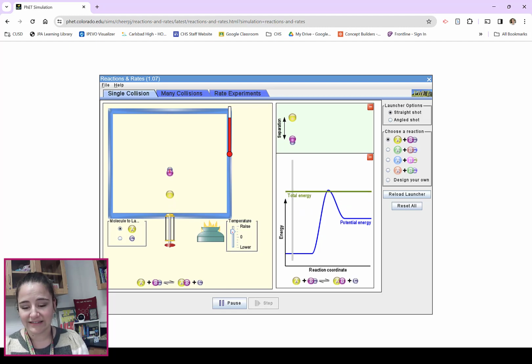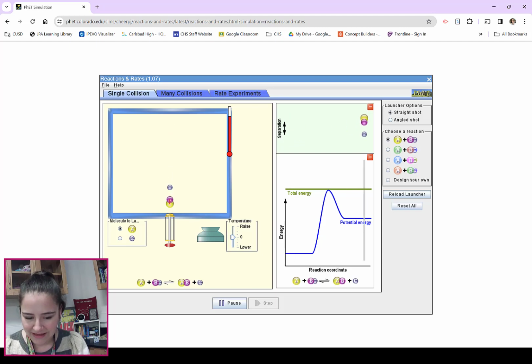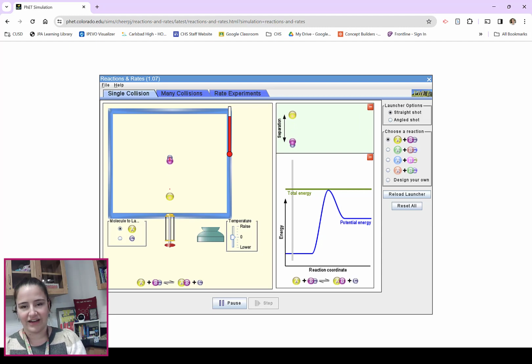So I'm going to raise that temp up until it's all the way over here. And now we see that reaction has happened. And we'll let it go, come back and react once again. They collide. The yellow bonds to the pink and leaves the blue by itself until that collision happens again.